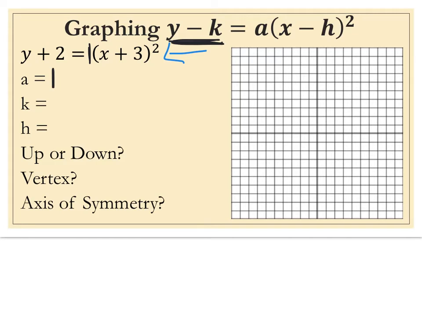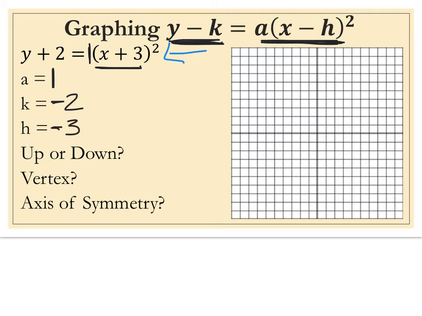And so here, if it says y plus 2, your k is actually going to be negative 2. It's the opposite, technically, of what you think it is. So if it's negative in the equation, it's positive when you pull it out. If it's positive in the equation, it's negative when you pull it out. Same with h. This says x minus h, but this says x plus 3. And so that means h is actually negative 3.